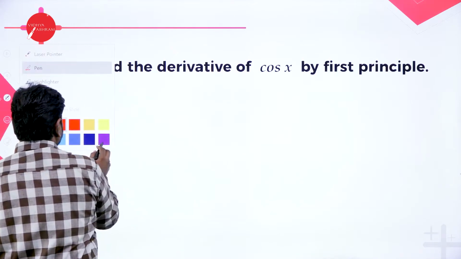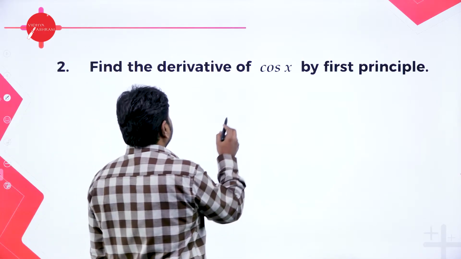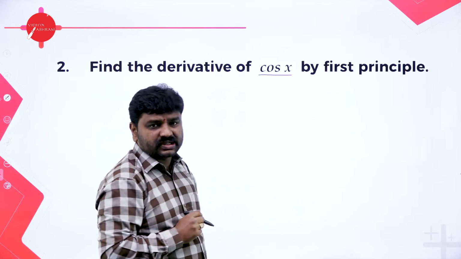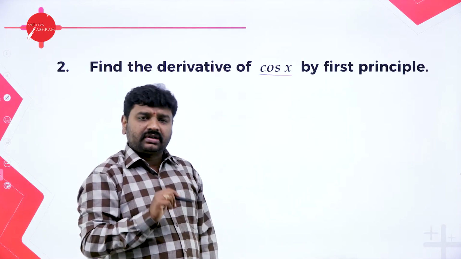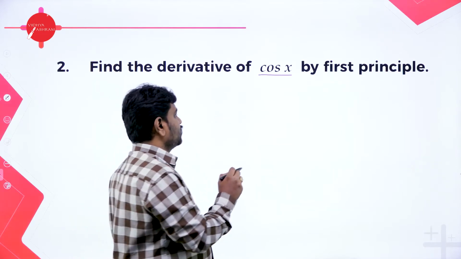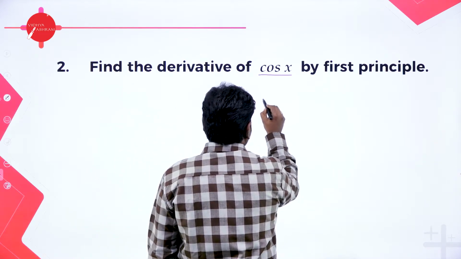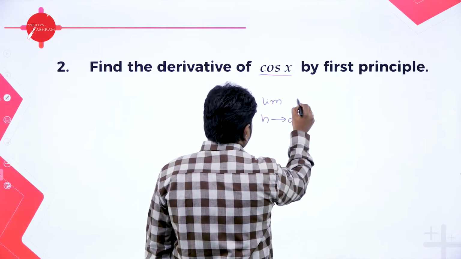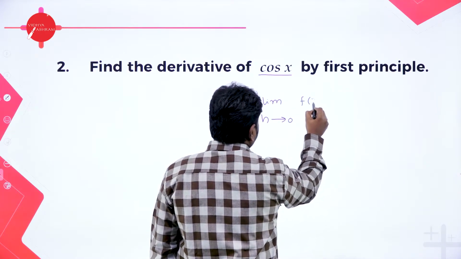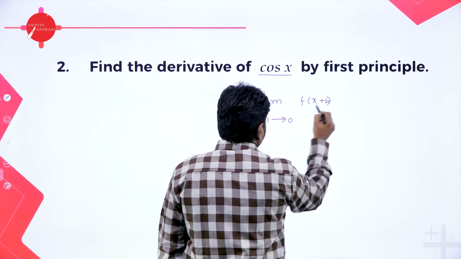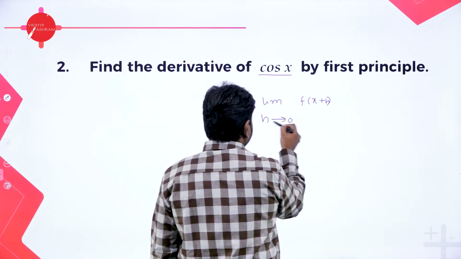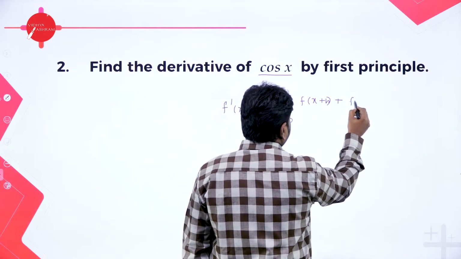They'll ask you to differentiate or define the derivative of what? Cos x by the method of first principles. To derive this, as usual, you should know the basics. Basic number 1, the first principle formula. What is the first principle formula? The derivative f dash x is limit h tends to 0, f of x plus h minus f of x by h.